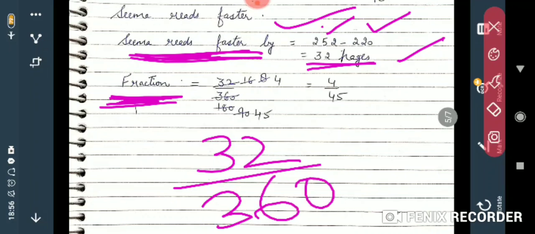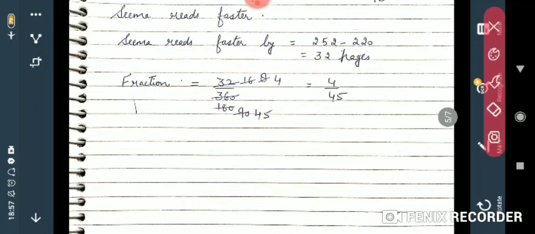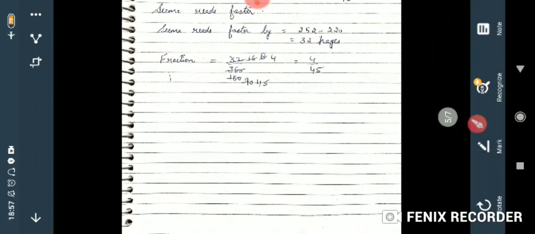360. Just cancel it. 2 1s are 2, 2 6s are 12, 2 1s are 2, 2 8s are 16 and 0. Then again cancel. 2 9s are 18, 0, 2 8s are 16, then 2 4s are 8, then 2 4s are 8 and 2 5s are 10. So what is the fraction? 4 upon 45. The remaining questions you have to do by yourself.